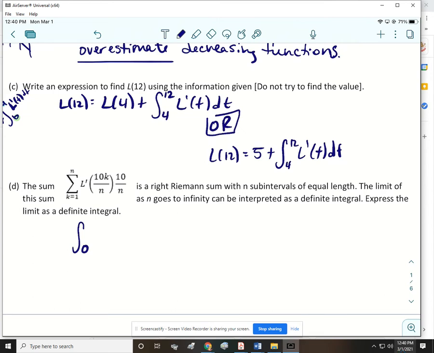Okay. Now when I subtract my upper and lower limits, what do you guys think I need to get? 10. So what's my upper need to be? 10. Okay. And then what's my function? My function is L prime of t dt. And that's all we have to do.